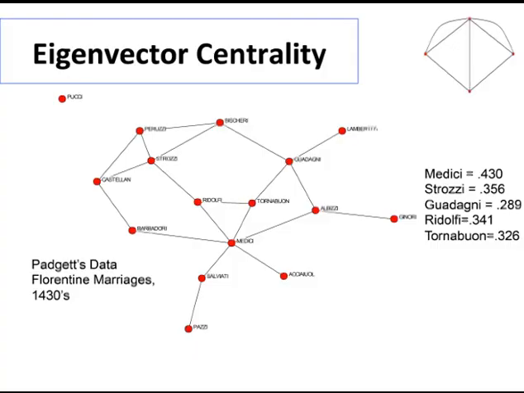Right? And you can go back, the Medici are also the most eigenvector central family here. So Strozzi are, I guess, a close second, then Guadagni. Ridolfi do pretty well. So here the Ridolfi do pretty well, even though they only have 3 connections. They're pretty well situated in this network.